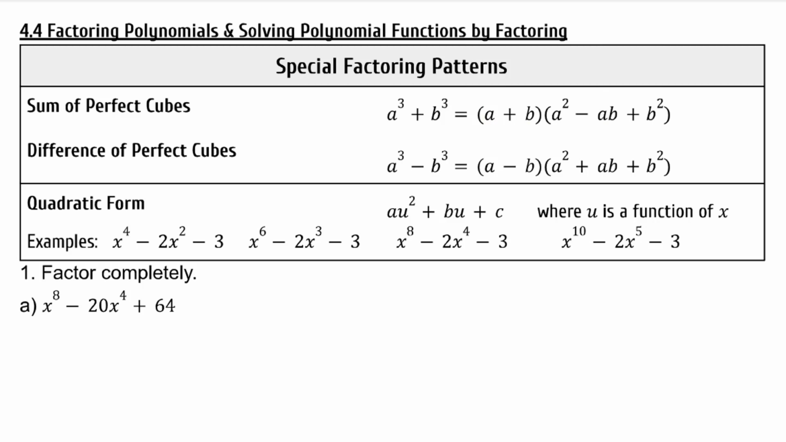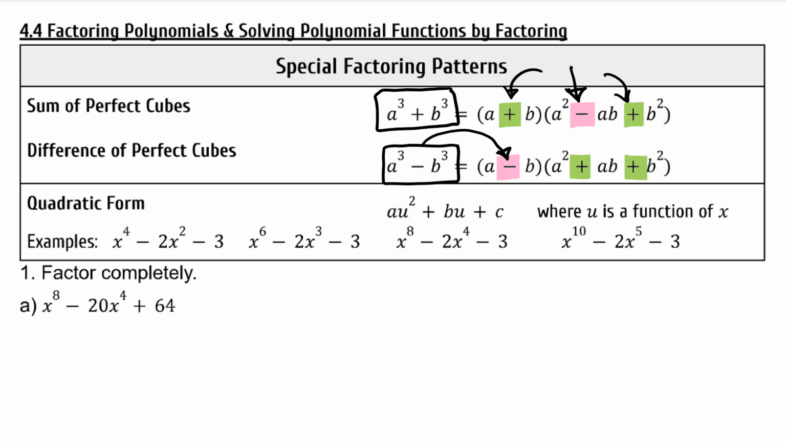To memorize your signs, you will always have 1 minus and 2 plus. So if you are factoring the difference of perfect cubes, your 1 minus will be in your binomial. But if you're factoring the sum of perfect cubes, your minus sign will be sandwiched between the other 2 pluses.